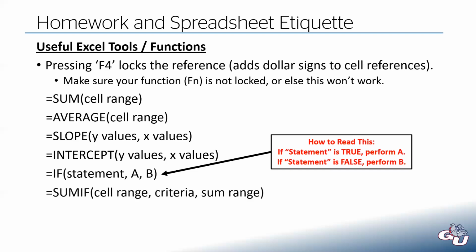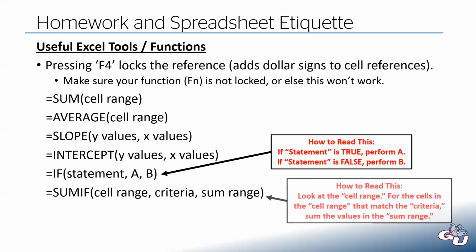SUMIF can be useful if you want to sum a range of cells based on some other criteria, which the way you read this is you look at the cell range, and then it'll look at that cell range for a certain criteria, say if it is equal to a certain value, and then it'll sum the values in a different range. That one's a little hard to explain without a visual component, but the IF function, that's where it's at.